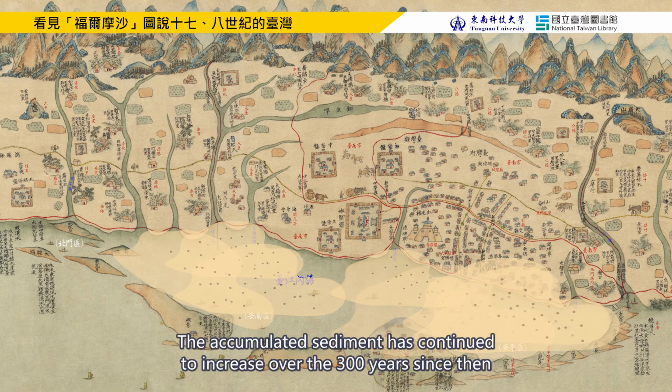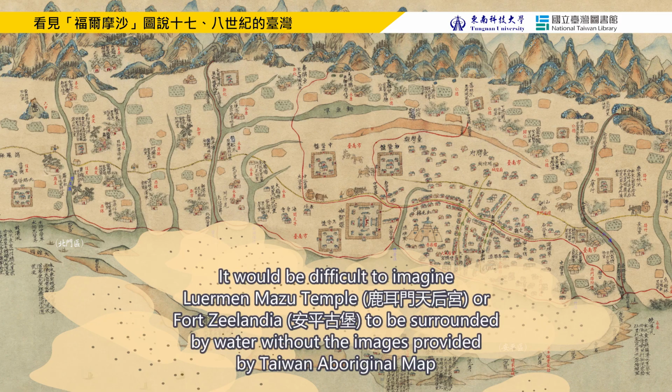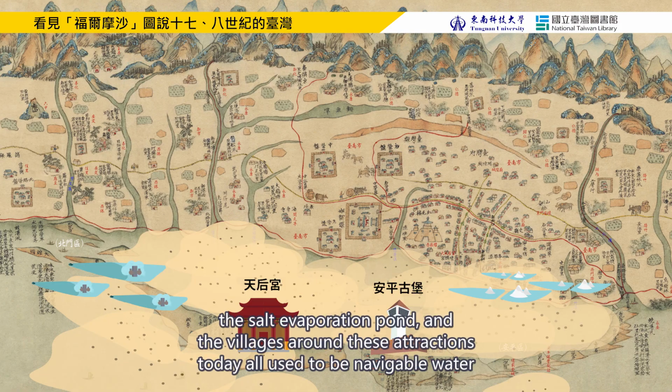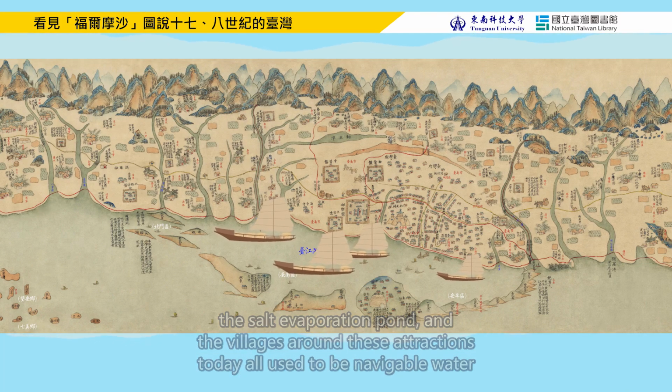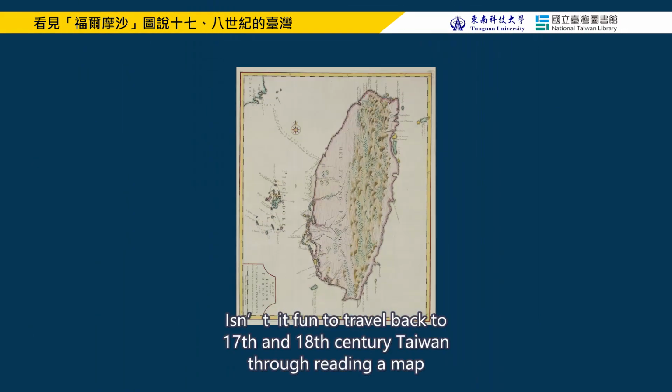The accumulated sediment has continued to increase over the 300 years since then. Today, the Taijiang Inner Sea has become solid land. It would be difficult to imagine Luermen Mazu Temple or Fort Zeelandia to be surrounded by water without the images provided by Taiwan Aboriginal Map. What's more amazing is that the fish ponds, the salt evaporation pond, and the villages around these attractions today all used to be navigable by water. Isn't it fun to travel back to 17th and 18th century Taiwan through reading a map?